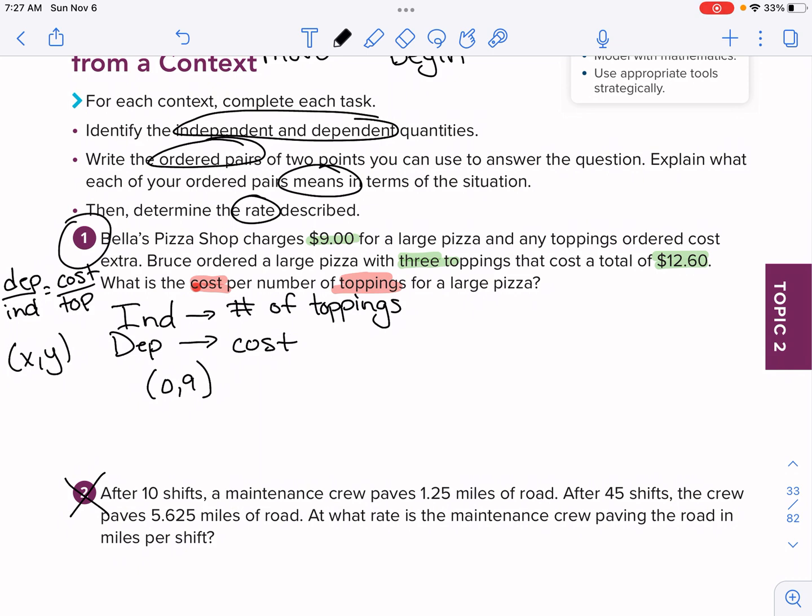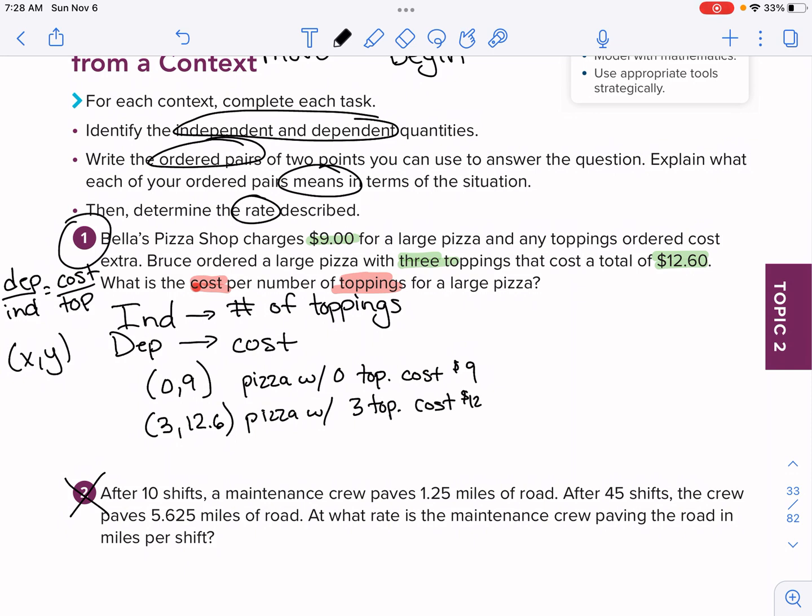Actually, let's write that in while we're at it. We'll say a pizza with 0 toppings, I'm going to abbreviate, costs $9. And then the other thing here, so instead of 0 toppings, there was some information with 3 toppings, and that cost us $12.60. I'll put 12.6. It means the same thing. This is a pizza with 3 toppings. Costs $12.60.